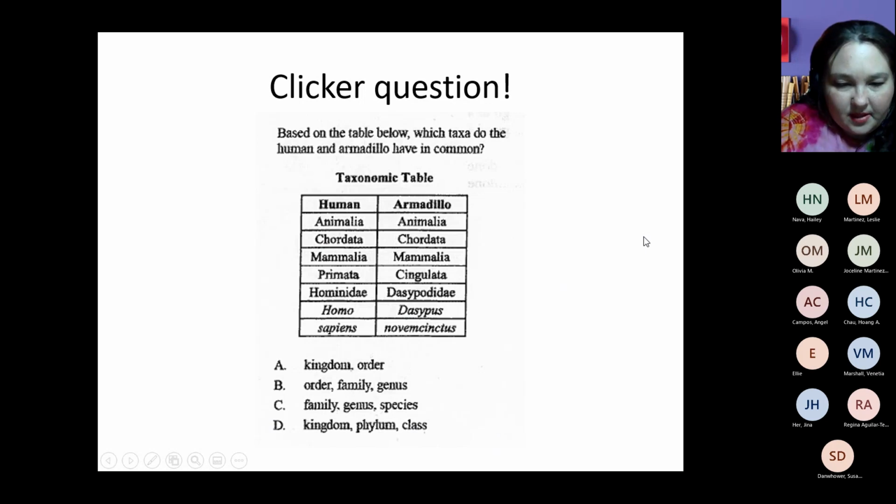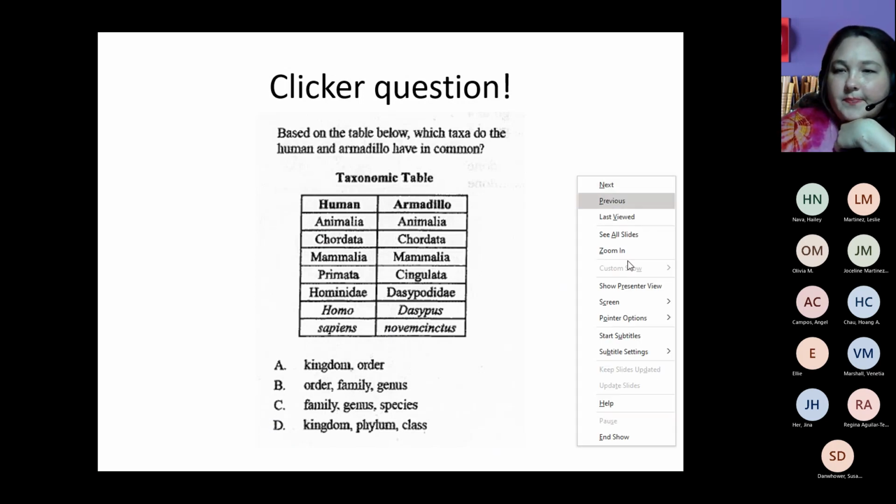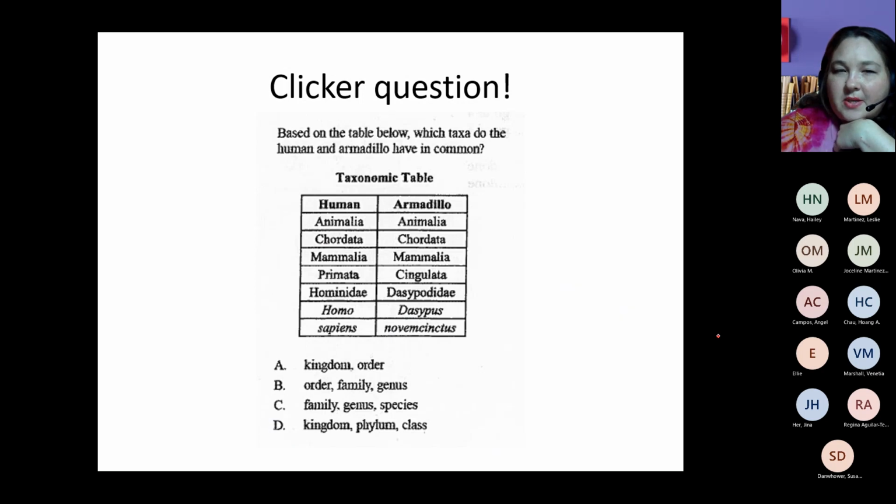This is another critical thinking question. Go ahead and try it out. Keep in mind that they're not going to show you the domain here. We're only showing the kingdom, phylum, class, order, family, genus, species. And I'm going to wait for seven answers.